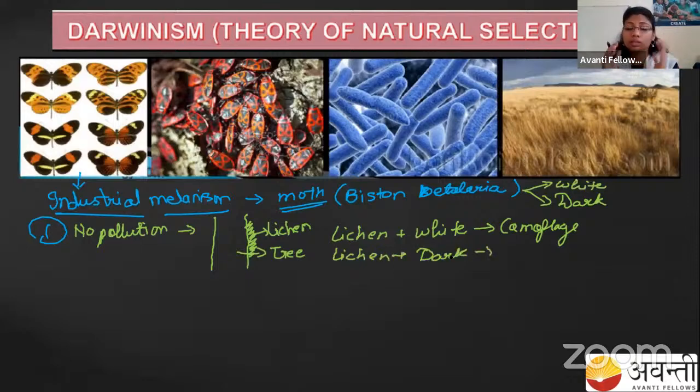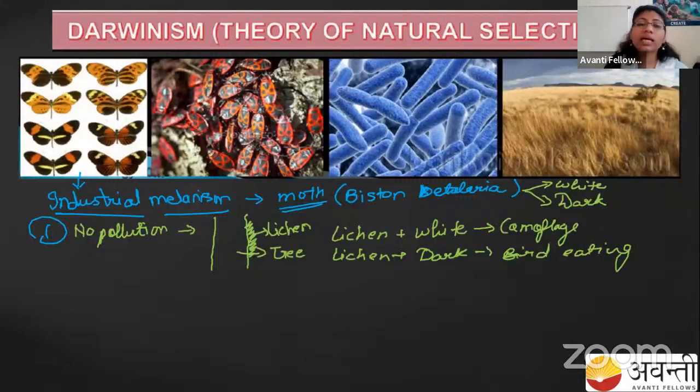moth sits on that lichen, the background is light and the moth is darker in shade. Whenever we have something dark over a light background, it gets highlighted, right? Or if we have a dark background and a light shade, it gets highlighted in the same reciprocal manner. So the dark moths become visible from a long distance to the birds, and the birds started eating them.